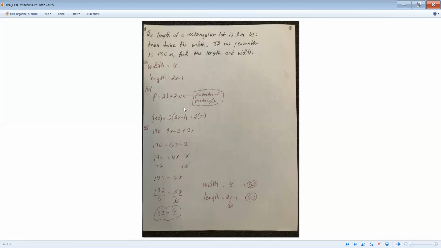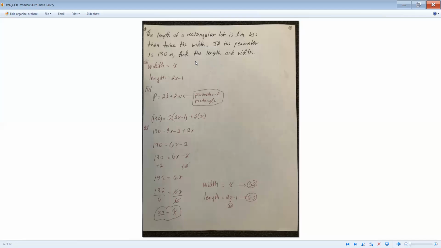Make sure you don't leave anything out. So that's 2 times 2x minus 1 plus 2x. Distribute the 2, that's 190 equal to 4x minus 2 plus 2x. Combine your like terms, 190 equal to 6x minus 2 because 4x and 2x will give you 6x. Add 2 to both sides, 192 equals 6x. Then divide by 6, x is equal to 32.